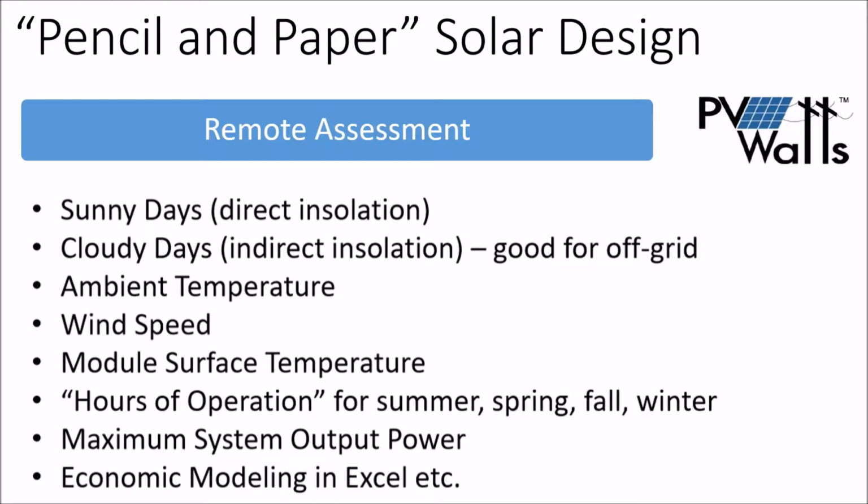But what we can see with PV Watts is it's a very valuable tool. We get, based off the insolation data PV Watts provides, you can tell if it's going to be a sunny day or a cloudy day. For that matter, you can use PV Watts to see how many cloudy days in a row you typically go in your area before the sun comes back out, which is good for off-grid planning. We talked about yesterday, you can also get ambient temperature, wind speed, module surface temperature, the hours of operation for the array, what time the array starts or stops.